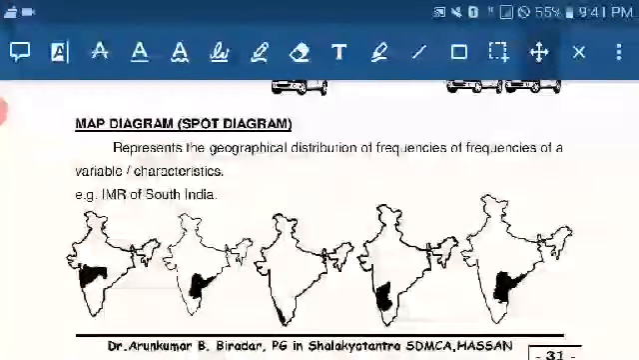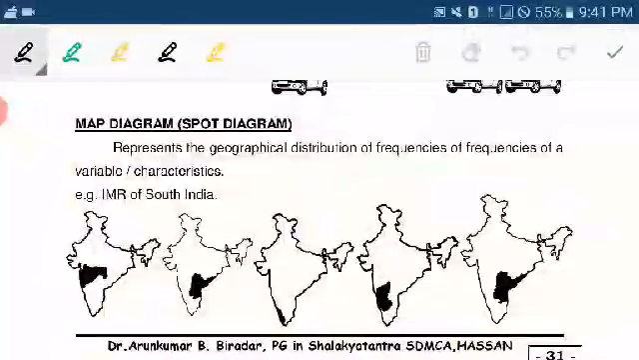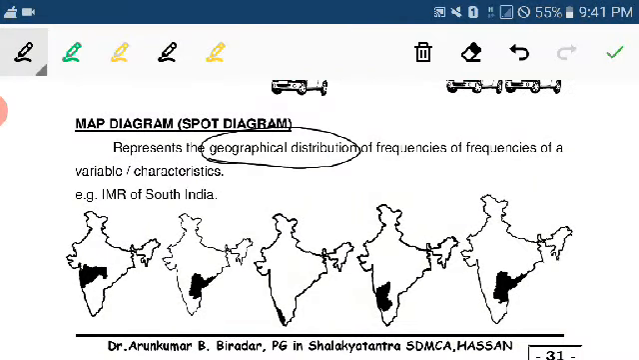Then a map diagram, also called a spot diagram, represents the geographical distribution of the frequencies of variables or characteristics. This is the India map for South India.